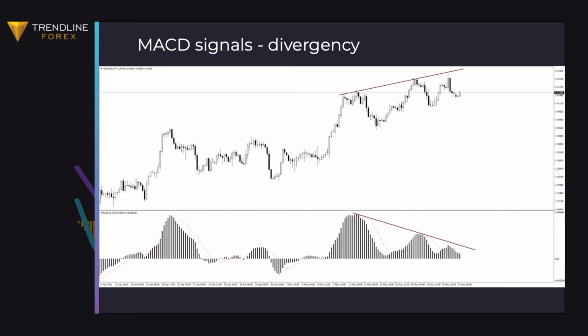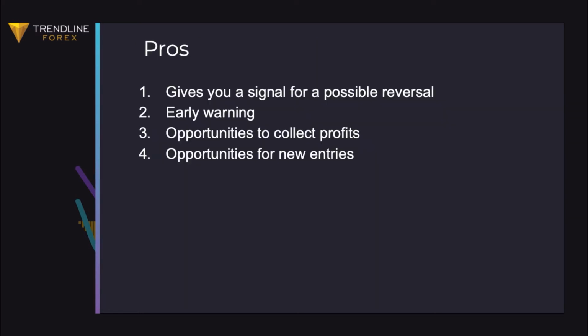So before we see how to use the divergence, we are going to look at the pros and cons of this indicator. Now, what are the main advantages of the MACD indicator? On first place is because it gives us a signal that a certain move might be coming to an end. As you can see, with the help of divergence, we could spot a trend reversal before it has actually happened.